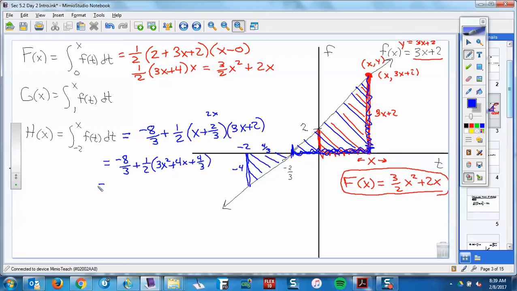Now I need to distribute my 1/2 through there. So I would get 3/2 x squared plus 2x plus 2/3. Now I can add the 8/3. What's negative 8/3 plus 2/3? Negative 6/3, which is negative 2. So at the end of the day, this ends up being 3/2 x squared plus 2x minus 2, and that's big H.